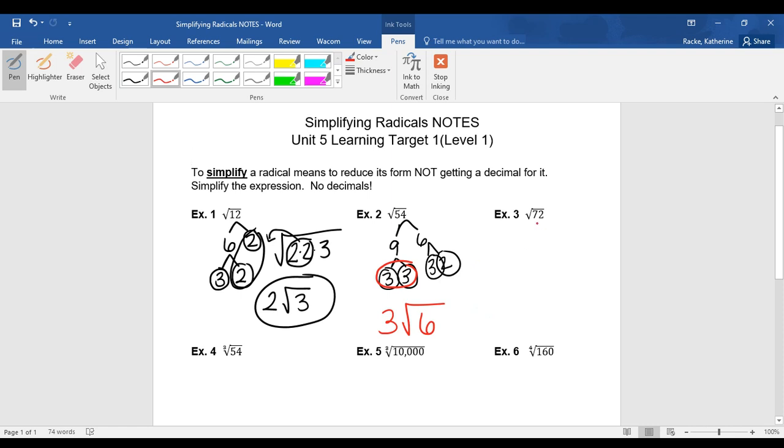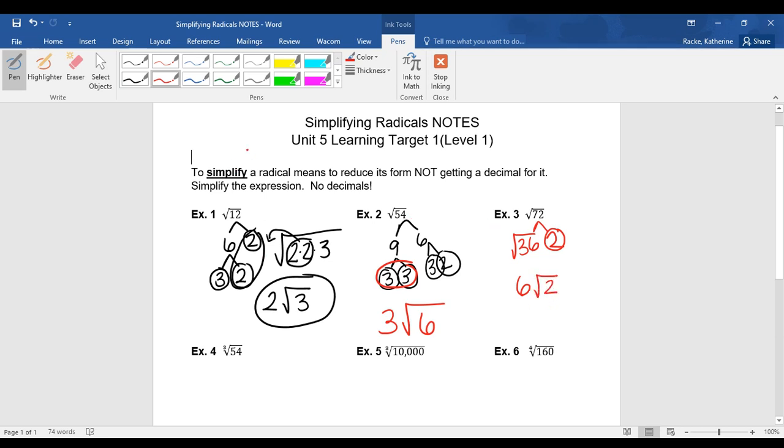Example 3, okay, gonna break it down. If you divided this by 2, you would get 36. 2 is a dead number because of 2 times 1. If you understand that 36 is a perfect square, you can just stop right there and square root 36. The square root of 36 is 6. Okay, and I have a 2 left to give me square root of 2.